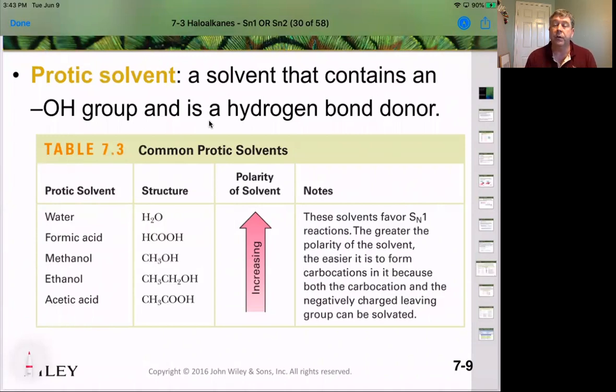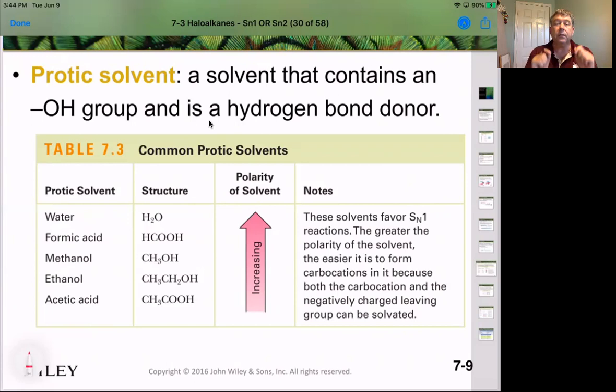Okay, so now let's look into the role the solvent plays. We have two different types of solvents we're going to deal with in organic chemistry. One is called a protic solvent. This is a solvent that contains an OH, and that hydrogen can hydrogen bond to the substrate or other chemicals in the reaction. Think about anything that has an acidic proton or an acidic pKa is going to act as a protic solvent. So things like water, formic acid, alcohols, and acetic acid. In these solvents, SN1 reactions are favored because it can stabilize the carbocation.